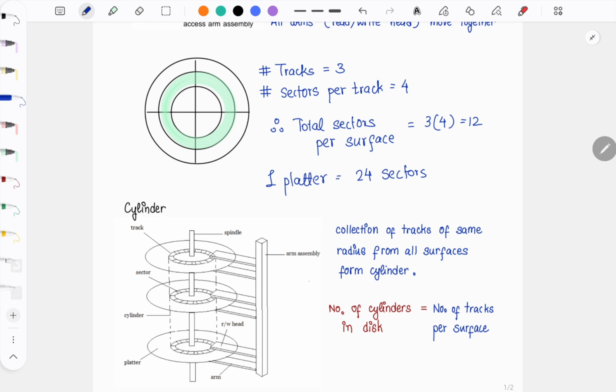Now coming to the next part, the cylinder. A cylinder is an imagination, like we considered one track placed over another. It is the collection of tracks of the same radius from all surfaces. These tracks are measured from the spindle, and all have the same radius. So if we pile up one track at a time on all the platters, we will end up forming a cylinder.